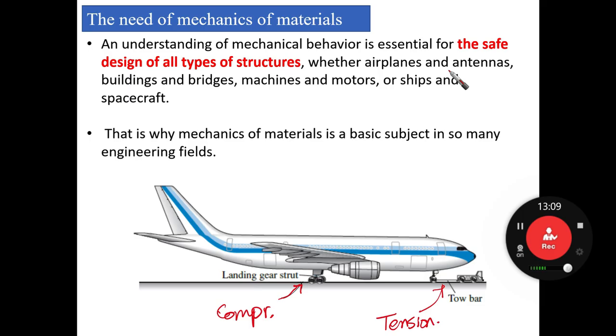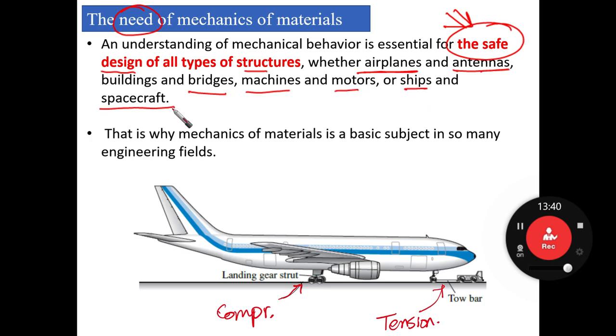Now let's go to the next part, which is the need for mechanics of materials. So this is why we need it. An understanding of mechanical behavior is essential for the safe design of all types of structures. This is the key word here, safe. So we need it because we want to design safe structures, whether these structures are airplanes, antennas, buildings and bridges, machines and motors, or ships and spacecraft. So they are important.